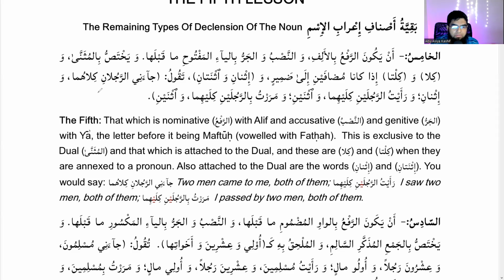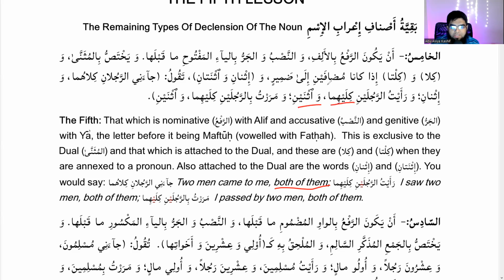Kilahuma, again alif. Wathnani, and again alif. So all these are alif raf'. Ra'aytu rajulaini kilayhima wathnaini. I saw two men, both of them. Same thing: kilayni, wathnaini, and the number ithnaini.